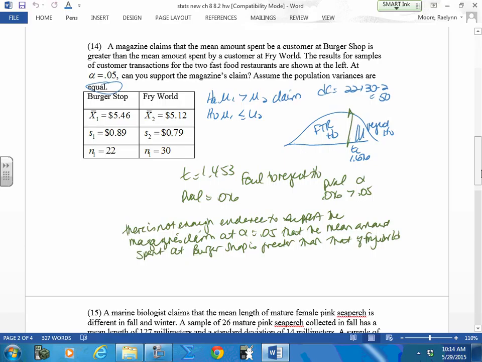Like in the Z-score, we knew what your population standard deviations were. Here we don't know what they are. We know they were equal. If your variances are equal, your standard deviations have to be equal, but we don't know what they are. So we're going to use your sample, but we're going to pool our ends together. Okay, so there's not enough evidence to support the magazine's claim at a level of significance of 0.05 that the mean amount spent at the burger shop is greater than that spent at Fry World.